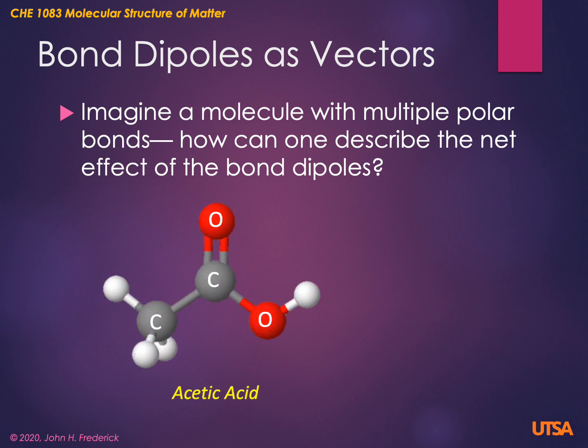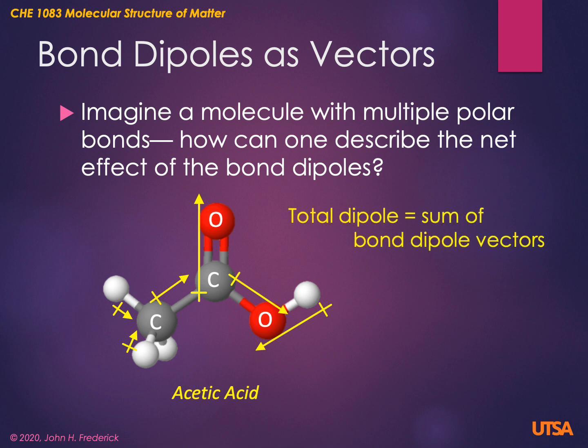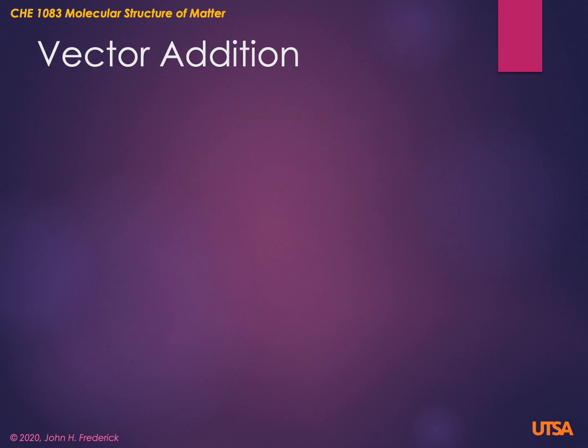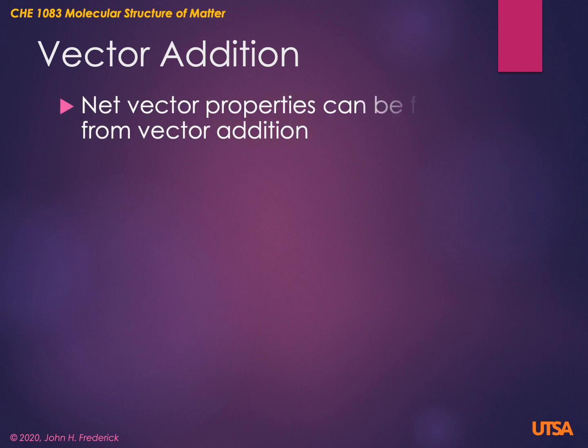The way we would describe the net effect of the bond dipoles is to consider the directions of those bond dipoles, some of which are drawn here, and what would happen if we added up all these vectors together. The total dipole for the molecule is going to be the sum of the bond dipole vectors. All right, well, this means we need to know a little bit about vector addition. So how can we do vector addition?